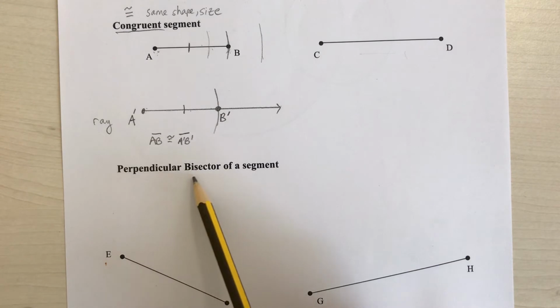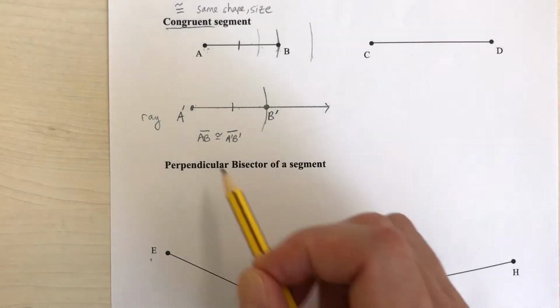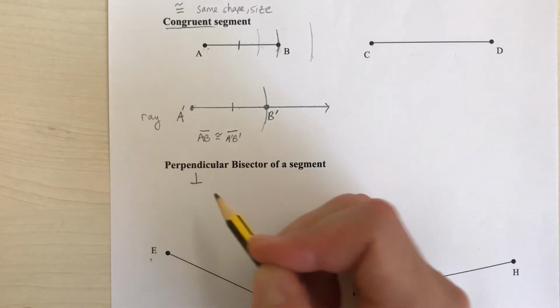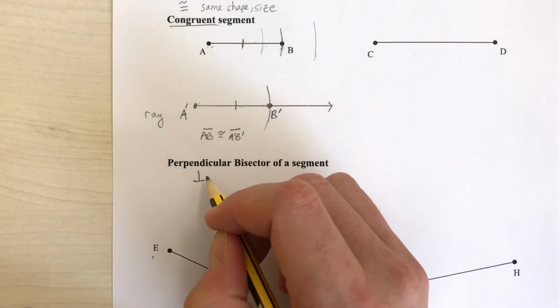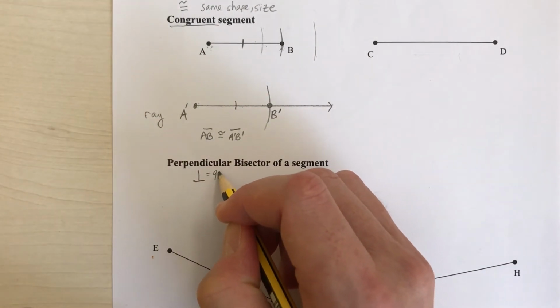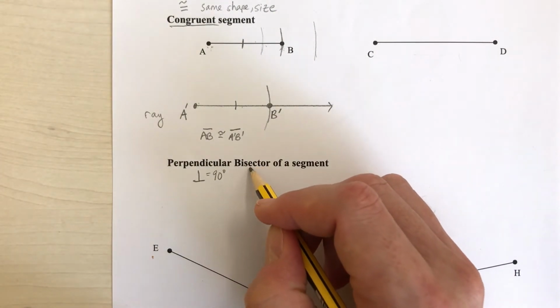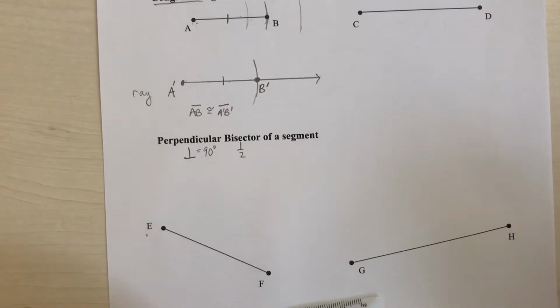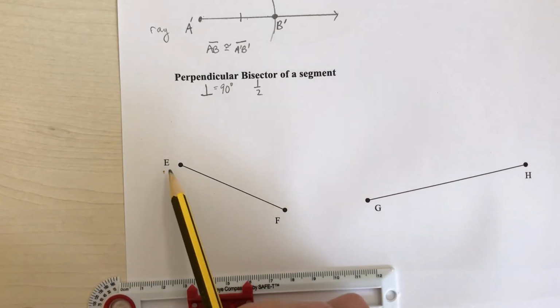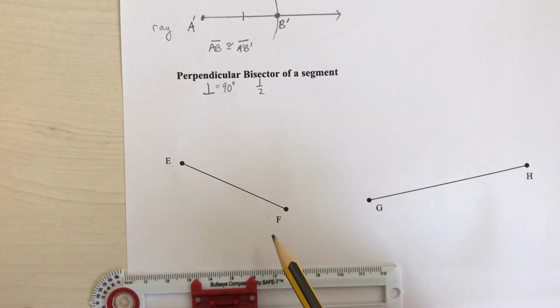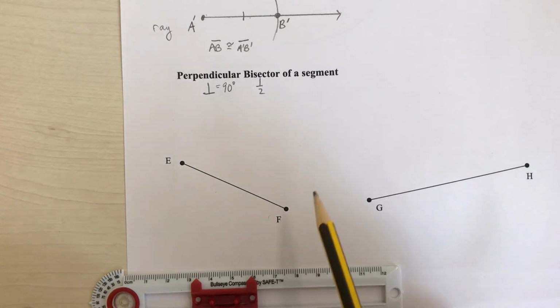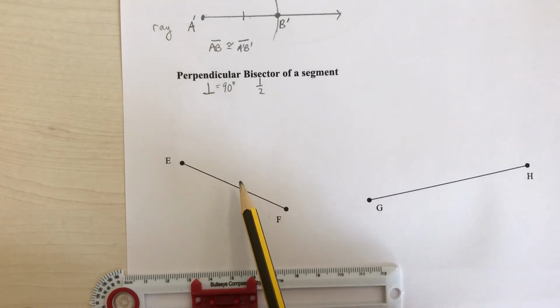All right, now let's go to one that's a little bit more complex. We're going to draw a perpendicular bisector of a segment. The symbol for perpendicular is an upside down T, and perpendicular, remember, means 90 degrees. Okay, so right angles. And then bisector means to cut in half. So what we want to do is take this segment EF, cut it in half, bisect it, and we want to draw a line that's going to create right angles as well.